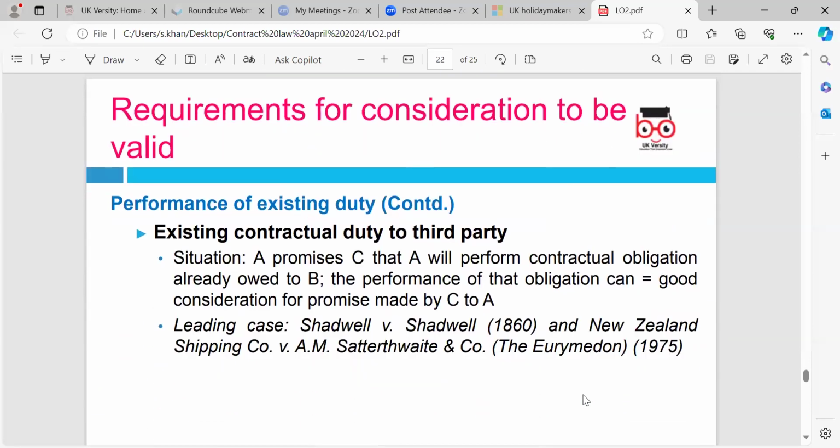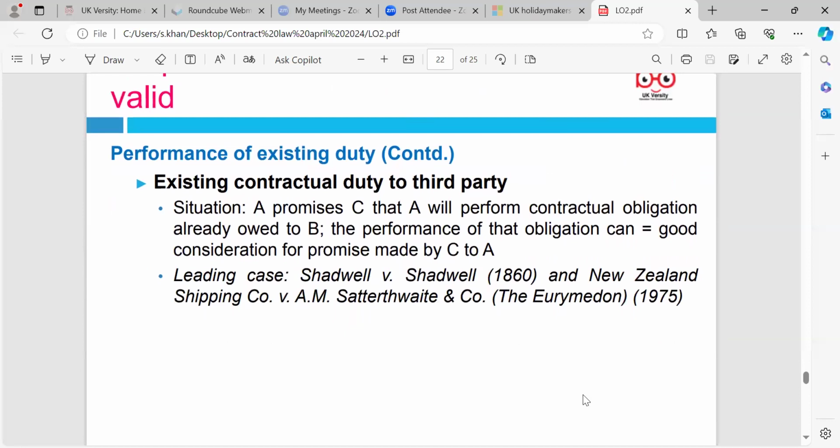So for the requirements for consideration, another one is the performance of an existing duty owed to a third party. In this situation, A promises C that A will perform a contractual obligation already owed to B. The performance of that obligation can equal good consideration for a promise made by C to A. And the leading case is Shadwell v Shadwell, 1860.